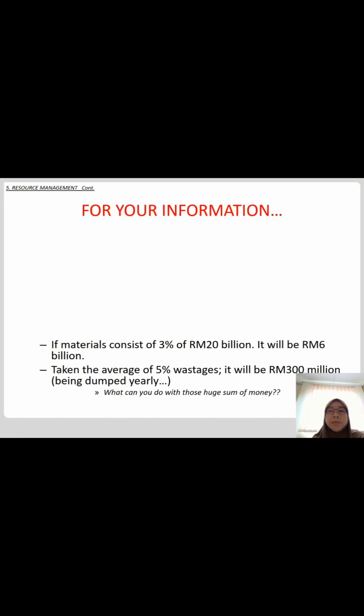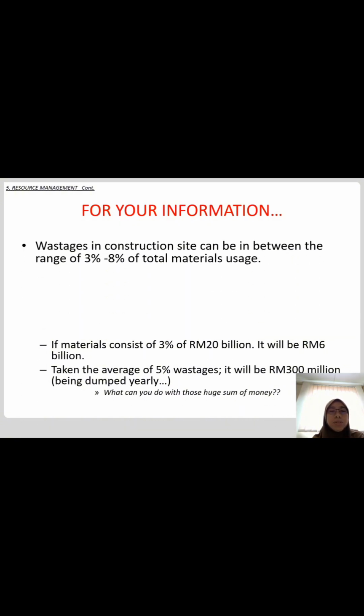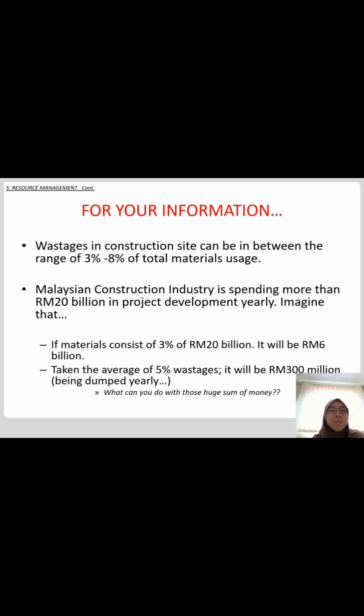For your information, wastage in construction site can be in between the range of 3 to 8% of total material use. So the Malaysian construction industry is spending more than 20 billion in project development yearly. Imagine that if material waste consists of 3% of 20 billion, how much will it be? It will be 6 billion as a waste. Taking the average of 5% wastage, it will be 300 million being dumped yearly. So what can you do with that huge sum of money?